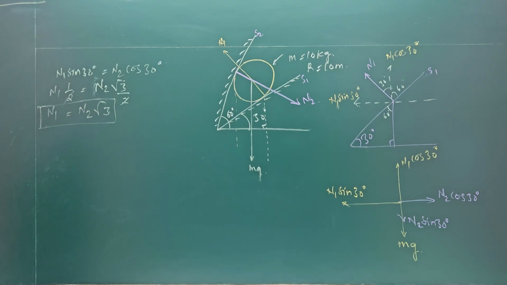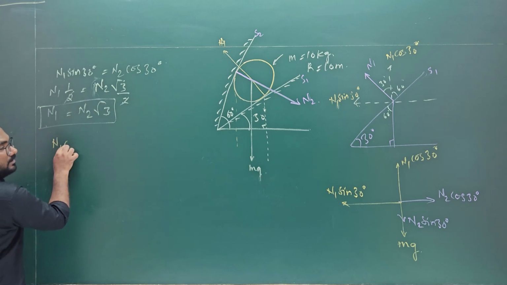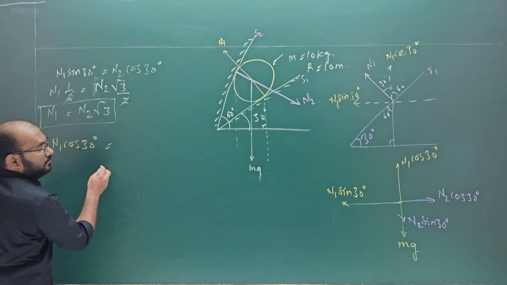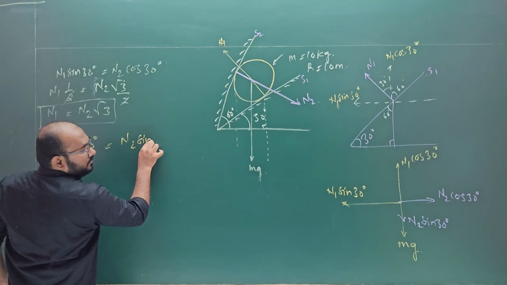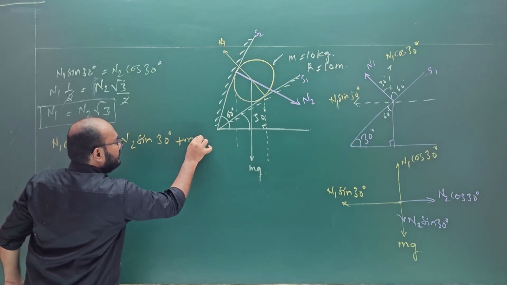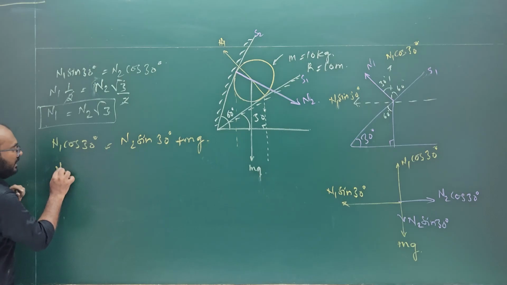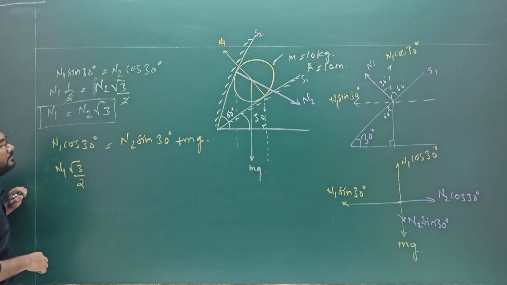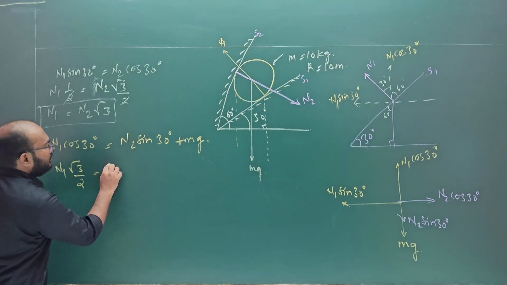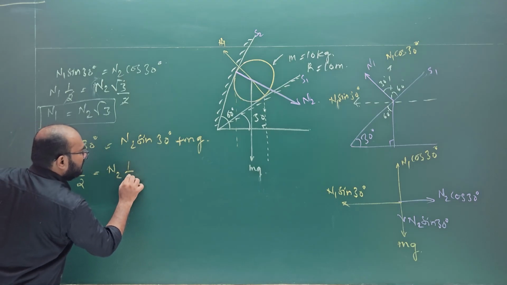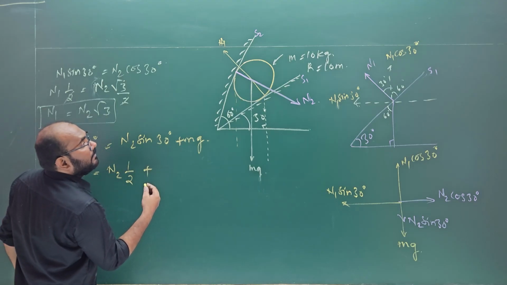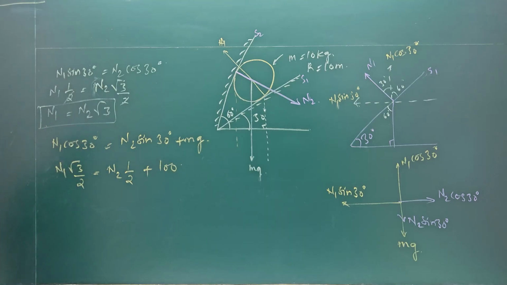Similarly, substituting the value of that one, and what is the mass, brother? 30 kg. Okay, so can I say that N1 cos of 30 degree equals N2 sine of 30 degree plus mg. Can I write like this? Then substituting the values, cos 30 is root 3 by 2. So N1 root 3 by 2 equals N2 times 1 by 2, plus the mass times 10, that is 100. Can I write like this?